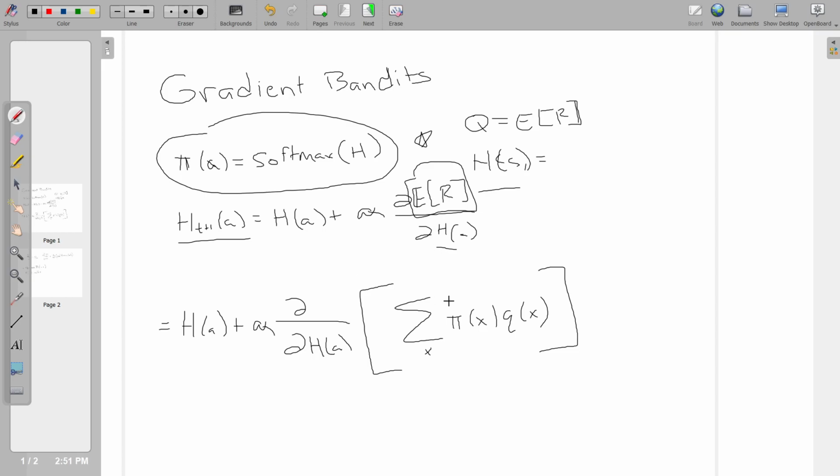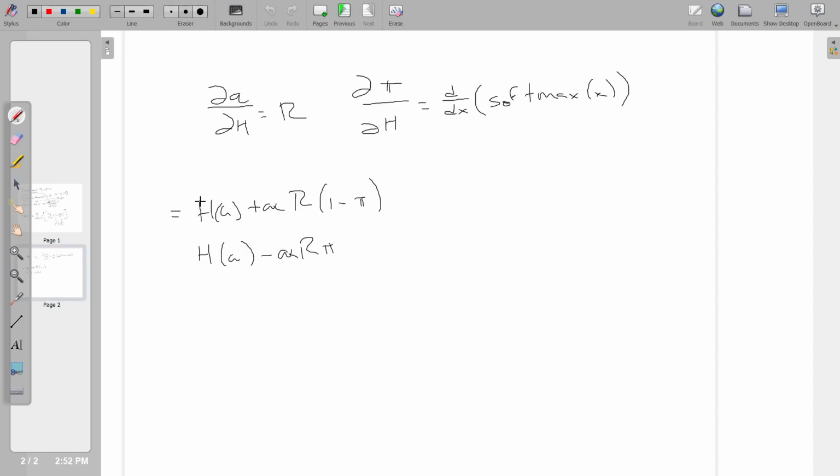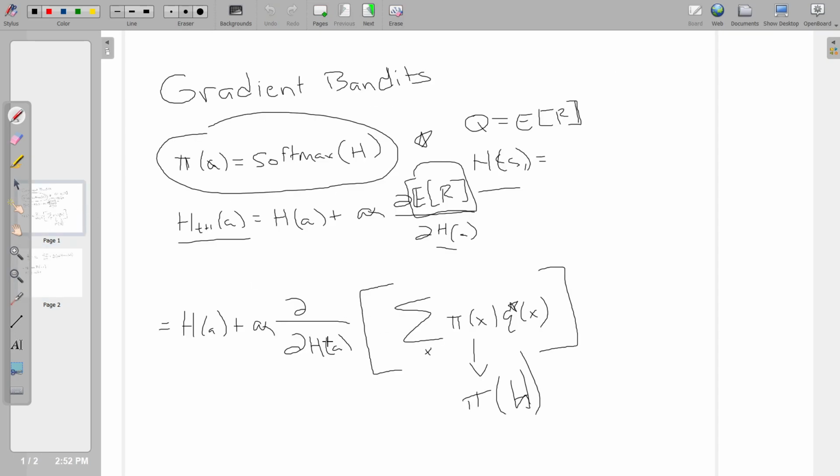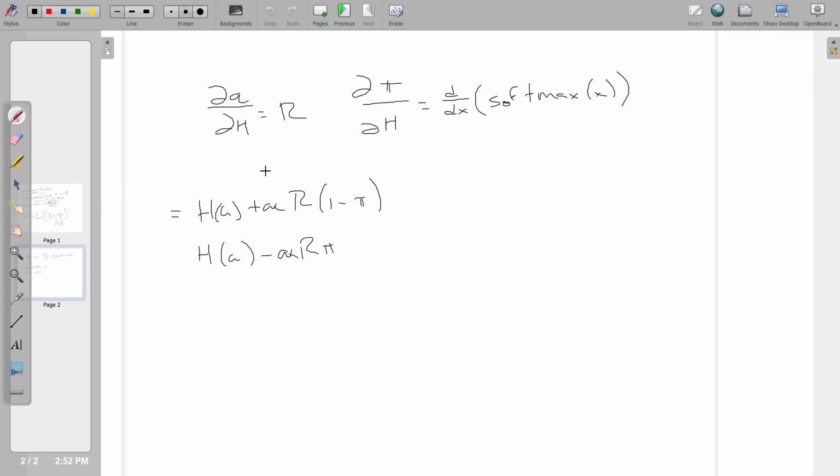So this expected value is actually the optimal Q value, basically the rewards times the action taken. And keep in mind this pi function, the policy, is a function of the h's because it's a softmax of h. So you can see how this derivative exists, because this is a function of that. And so we can see that the derivative with respect to h, for q over here, is just the reward. And we can see that this derivative is just a derivative of softmax.